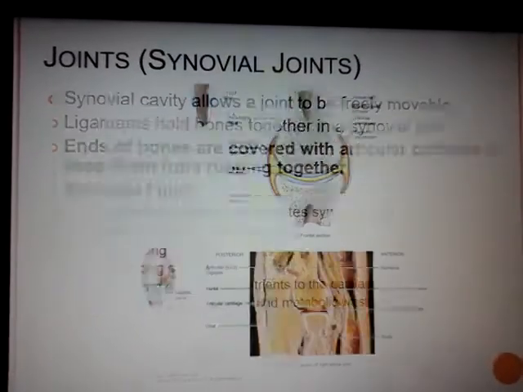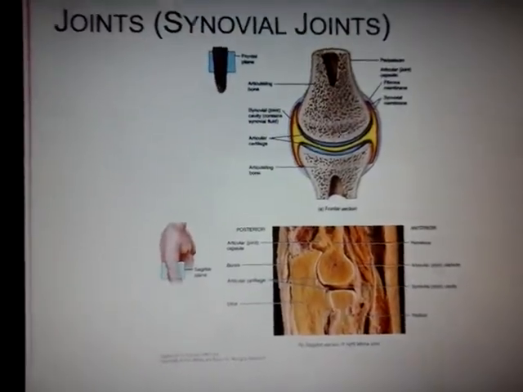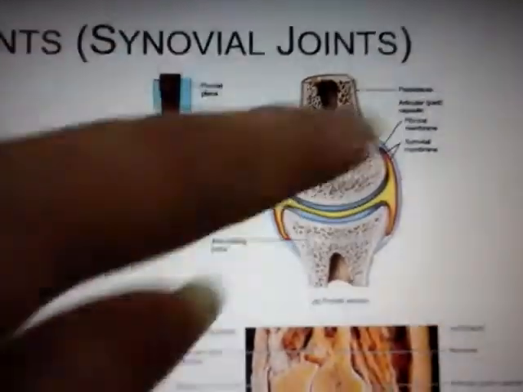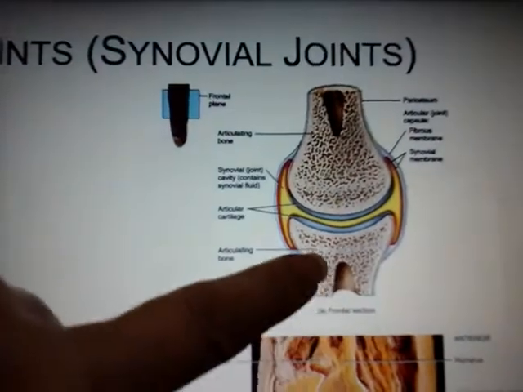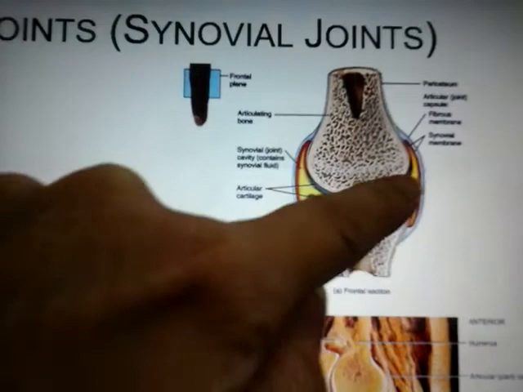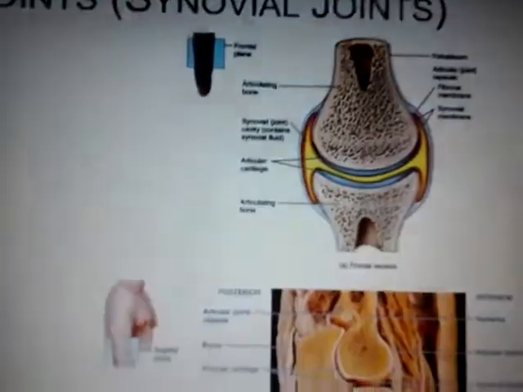So let's look at different examples. You've got this picture here. What you're seeing would be just one bone, like your finger, your knuckle right there. This is your synovial cavity, and this yellow stuff represents the synovial fluid.